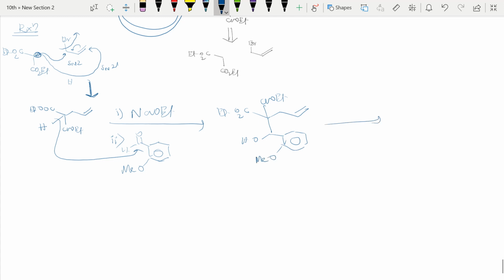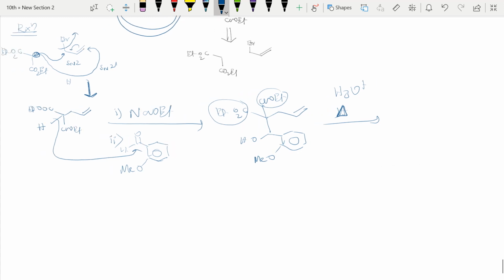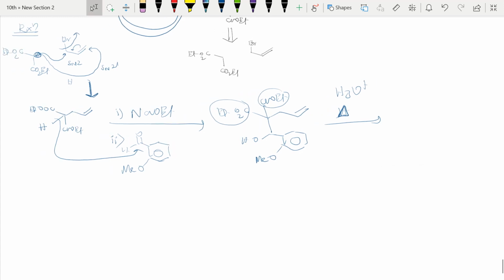Further, if I just heat the reaction, what happens? First I will do hydrolysis, acidic hydrolysis. So what happens? These COOEt groups are there, these will be converted to COOH. That I will show. First I will do hydrolysis, then I will do heating, right?